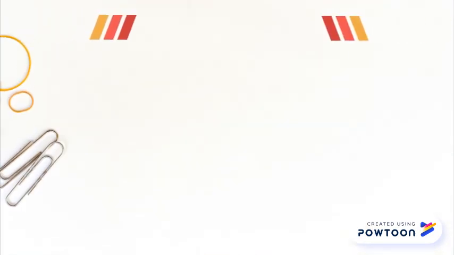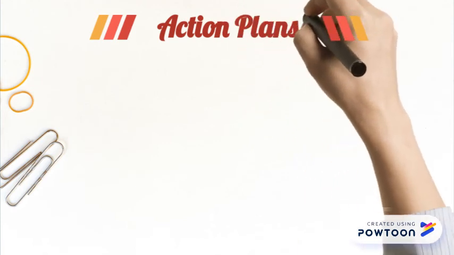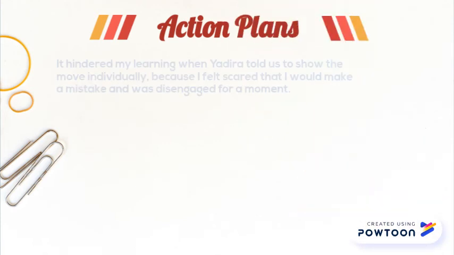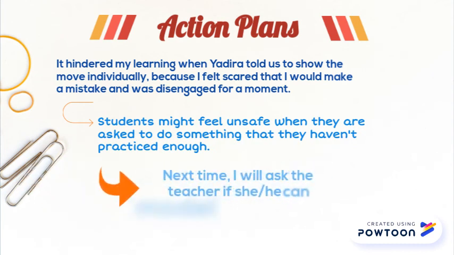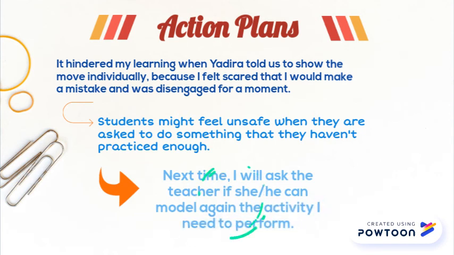The final step before our next experience, action plans. Here, we take the ideas from our interpretations and generalizations and outline something we would like to try out in the future. This is my plan for my hinder.